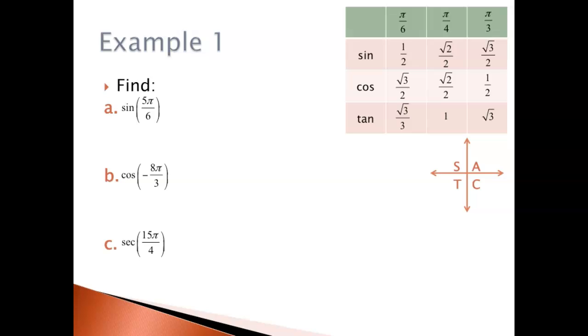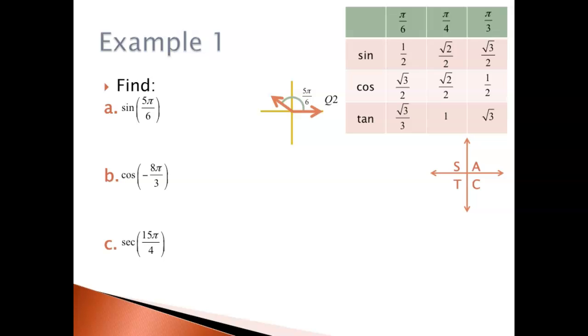So let's start with sine of 5 pi over 6. So let's draw that out. So 5 pi over 6 is going to be in the second quadrant, right? It's almost pi. It's 5/6 of pi. And remember, pi is half of a rotation. So 5 pi over 6 will take us into quadrant 2.